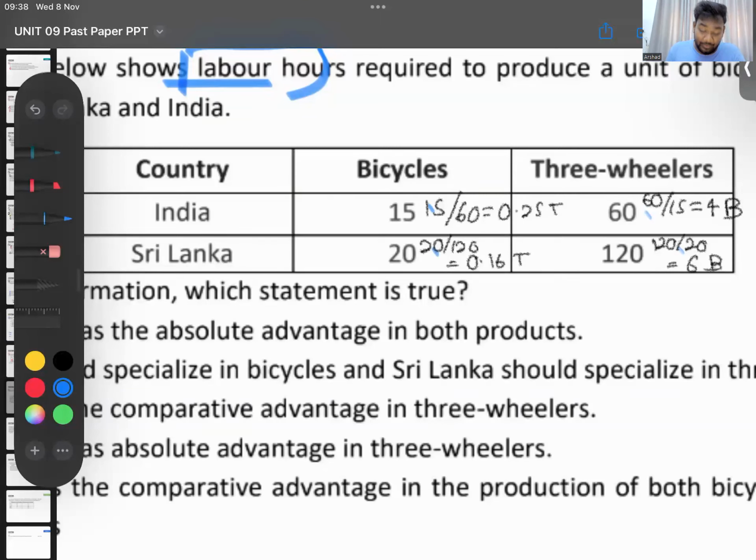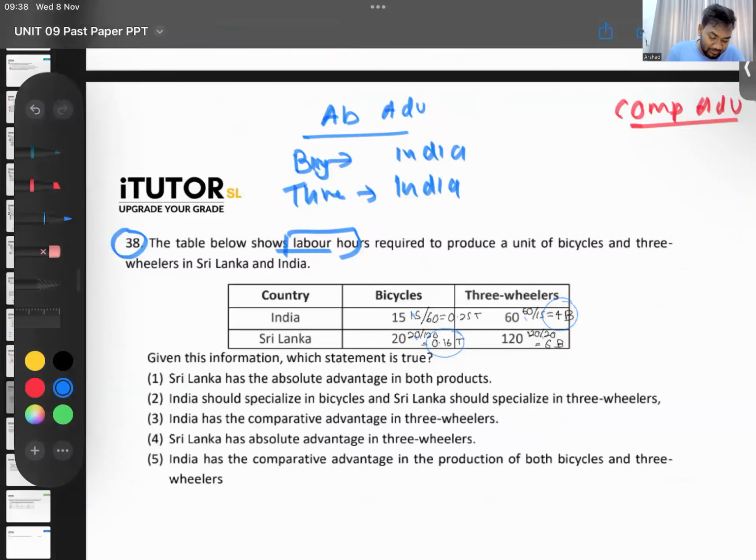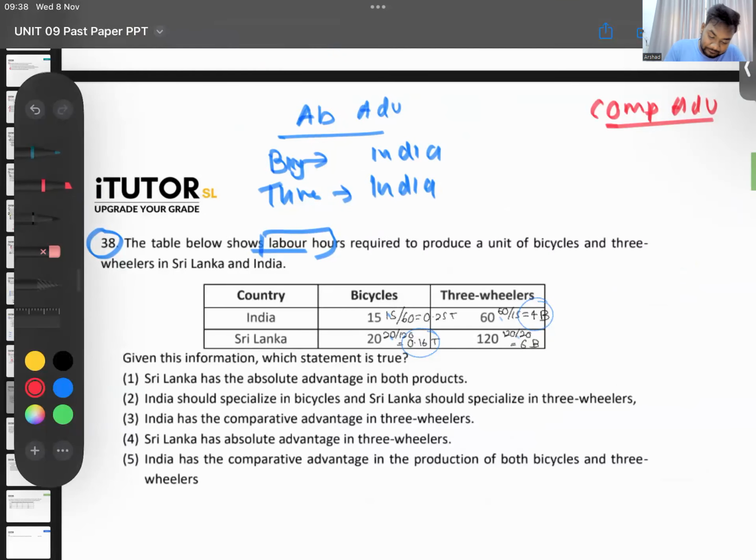So who has the lower opportunity cost? For bicycles, India 0.25, Sri Lanka 0.16. So bicycles, Sri Lanka has the lower opportunity cost. Three-wheelers, India 4, Sri Lanka 6. So India. If you calculate for one, you can get the other number. So for bicycles, comparative advantage is with Sri Lanka. For three-wheelers, comparative advantage is with India.